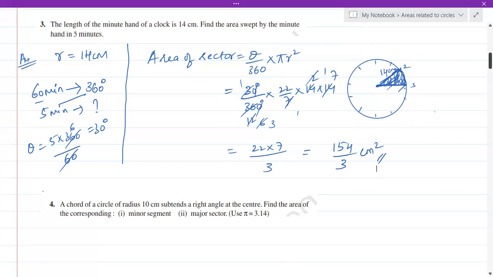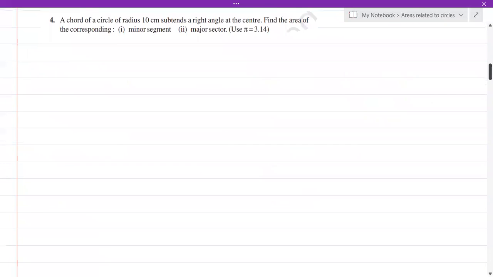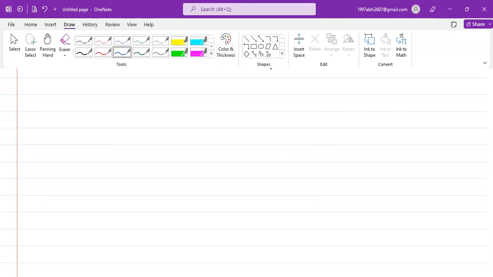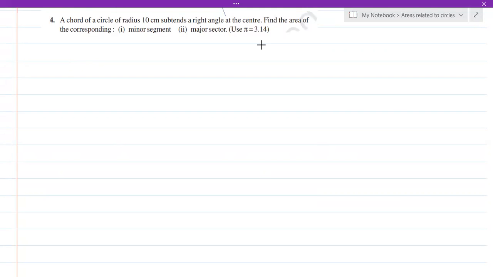Okay, let's get into the next problem, students. A chord of the circle of radius 10 centimeters subtends a right angle at the center. Find the area of the corresponding minor segment and the major sector. So there are two things that we have to find: one is the major sector area and the other one is the minor segment area. They have given the value of pi as 3.14. So here in this problem, remember, we have to use the pi value as 3.14.